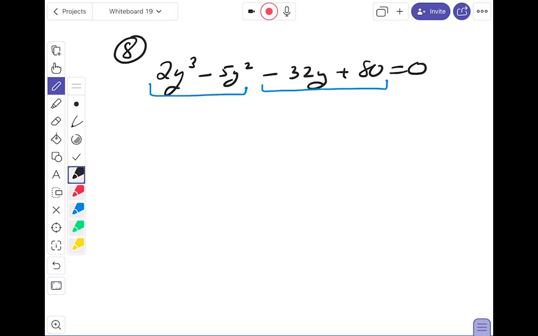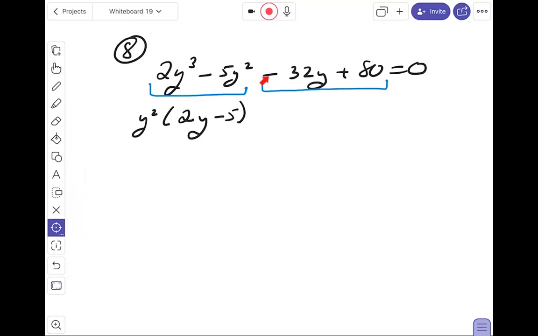So first two terms, 2y cubed minus 5y squared, I would say y squared is common to both of those terms. That would give you 2y minus 5. My recommendation, take the sign that's there. Not that it always works, but generally it does work. Minus, what's common between those two terms? 16. So what do you get?